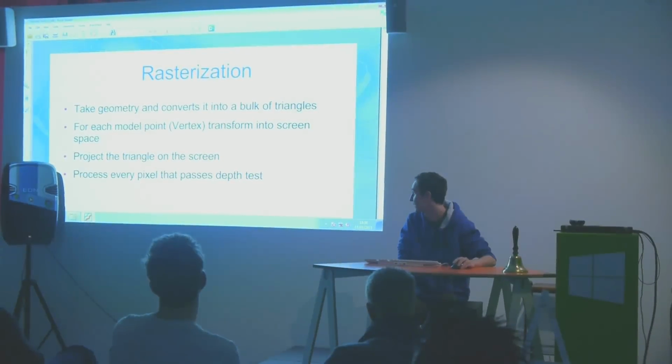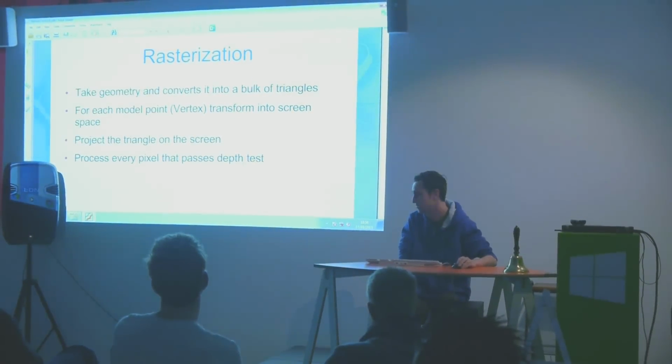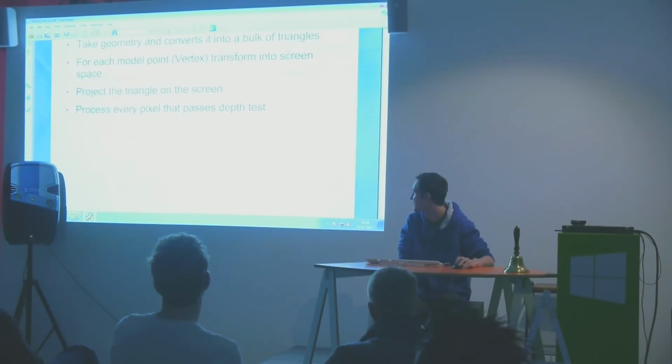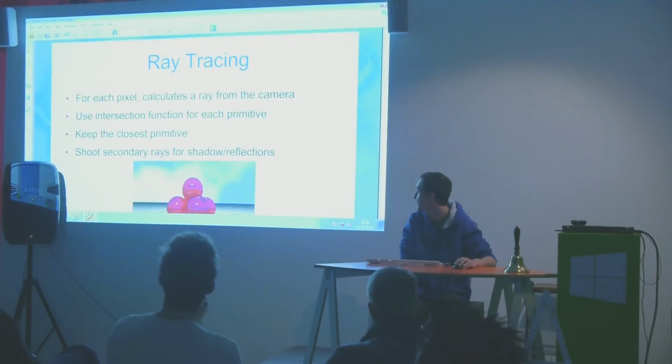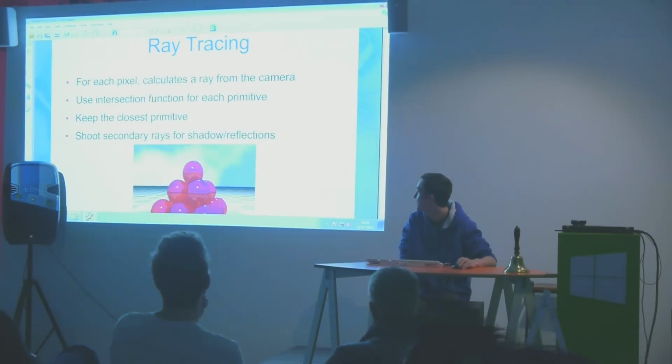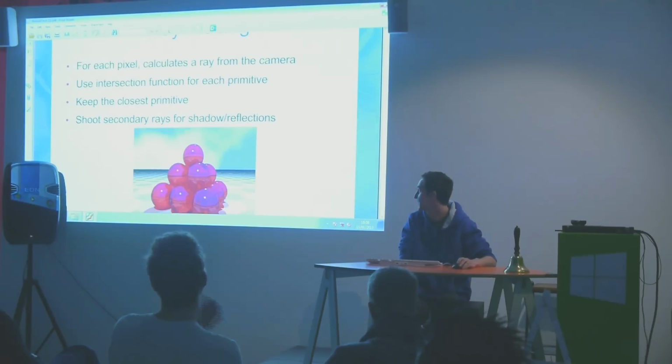Project the triangle on the screen, and you keep something called the depth buffer to always keep the closest objects. So that's kind of how rasterization works. Ray tracing is a bit different. For each pixel you calculate the ray from the camera, and then you use an intersection function for primitives. You keep the closest primitives, and then you can shoot other rays for shadows and reflections. But the most important thing is the intersection function, really.